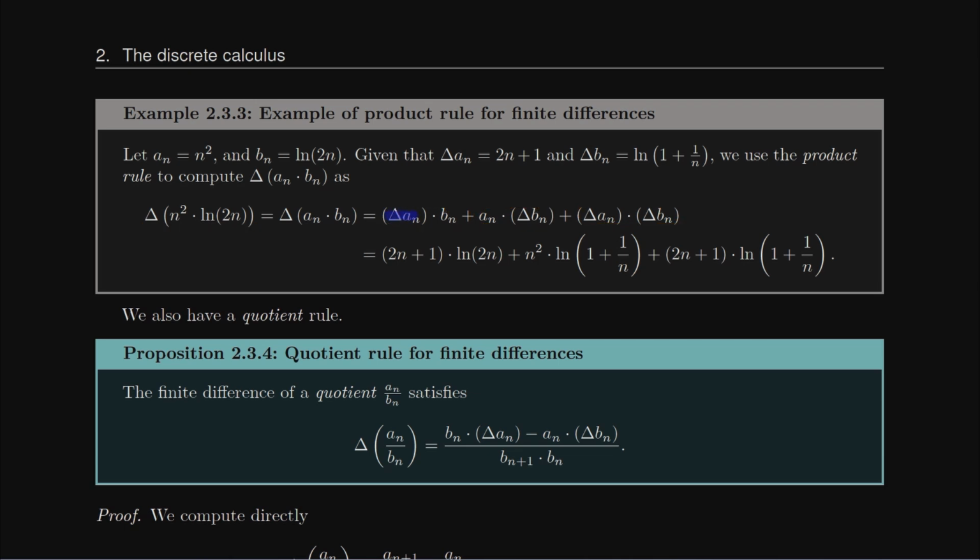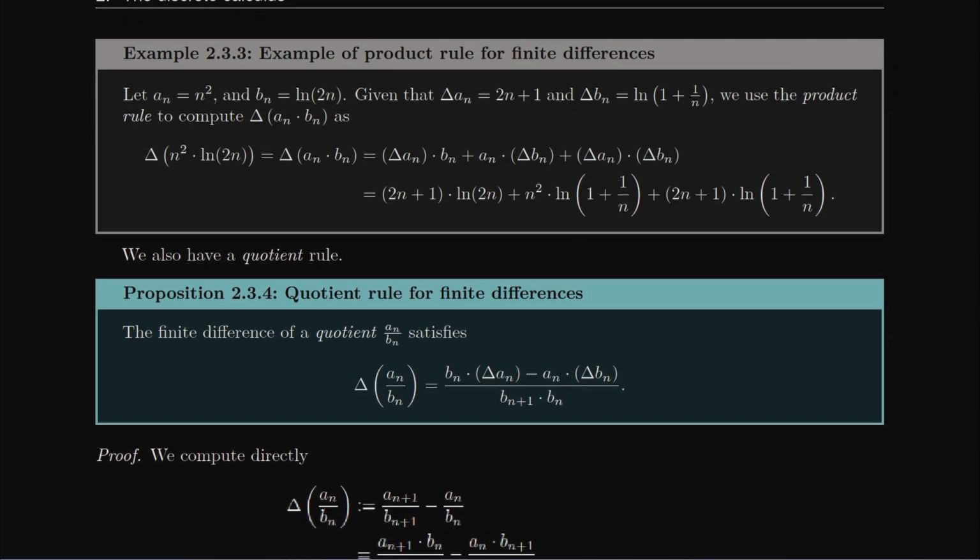Well, I look at the difference of a, that happens to be 2n plus 1, so I include it. I look at b, that happens to be log of 2n, so I include it. I look at a, which happens to be n squared, so I include it, and I look at the difference of b, which happens to be log of 1 plus 1 over n, and so I include it. And then finally we're left with the difference of both of them multiplied together, and let's recall the difference of a is 2n plus 1, and the difference of b is log of 1 plus 1 over n, so I include that as well. This is very similar to the product rule for the continuous derivative, but we are just applying a slightly different rule, and we have the one extra term we have to account for.